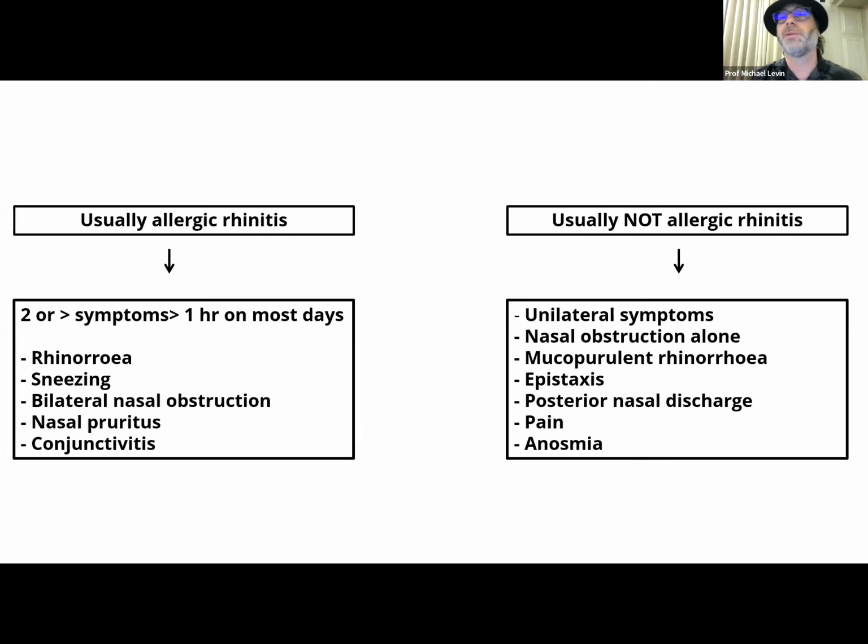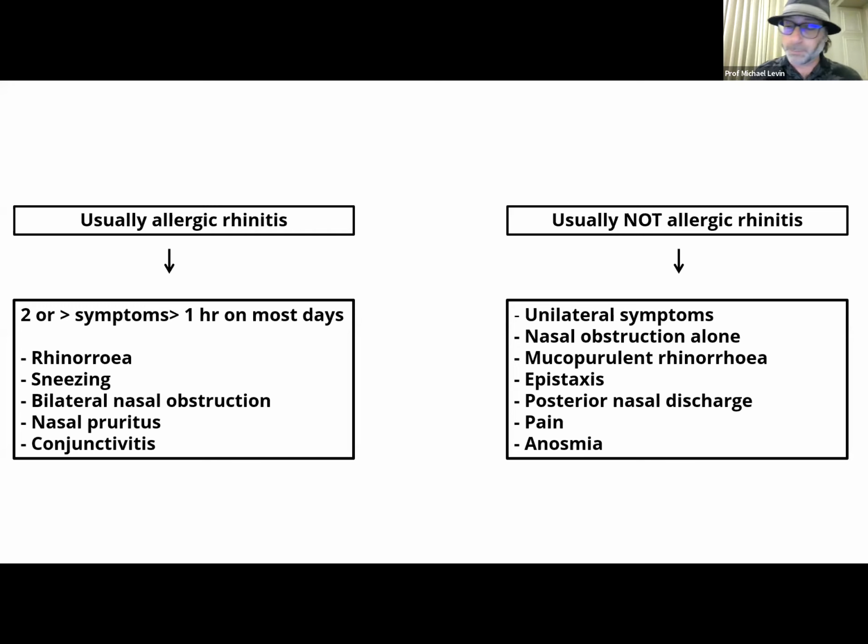And there are a couple of these clinical features that I want you to look out for that say that you think this actually is not allergic rhinitis. If there are symptoms on only one side of the nose, if there's nasal obstruction without any of the clinical signs, if the runny nose is very green and snotty, or if there are bloody secretions, that's often not allergic rhinitis. If there's a lot of posterior nasal discharge without anterior nasal discharge and the other signs, if there's pain, and if there are abnormalities in your sense of smell. All of these are warning signs that you're not dealing with allergic rhinitis, that you have another one of these conditions.